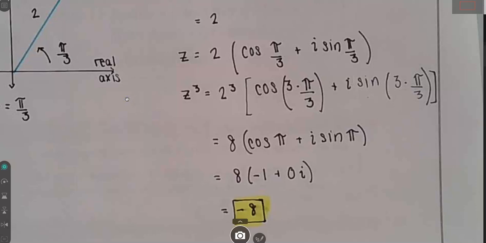Okay, anyone else need some help? And then you have the 8 times cosine. I did cosine pi and sine pi because those are the only answers. Cosine pi is -1, sine pi is 0. So you just pop it on. It was easier to do that, and then I multiplied by the 8. But again, you could write -8 plus 0i.